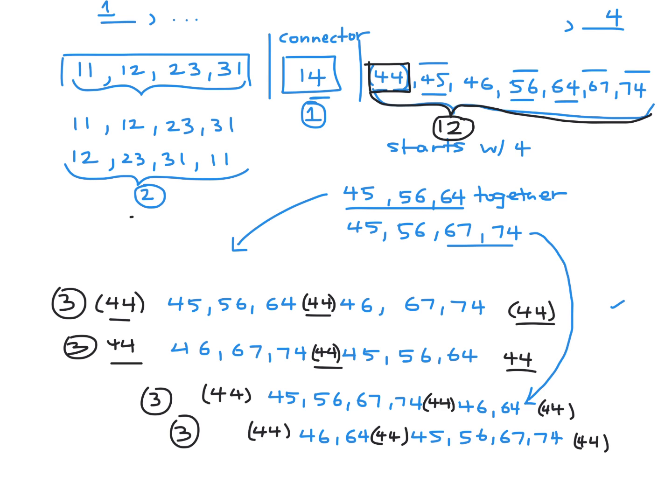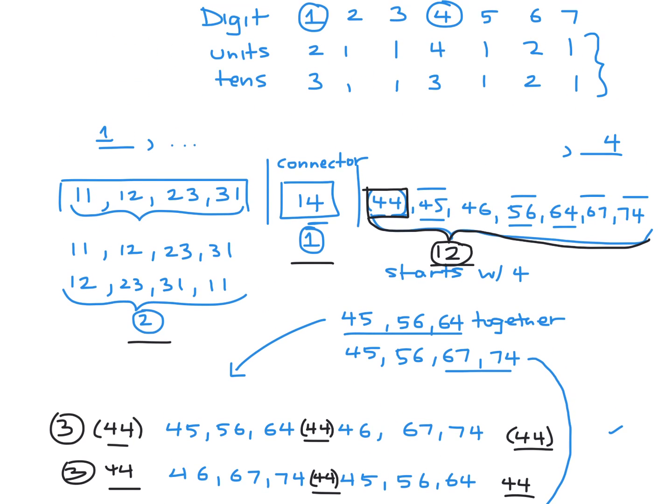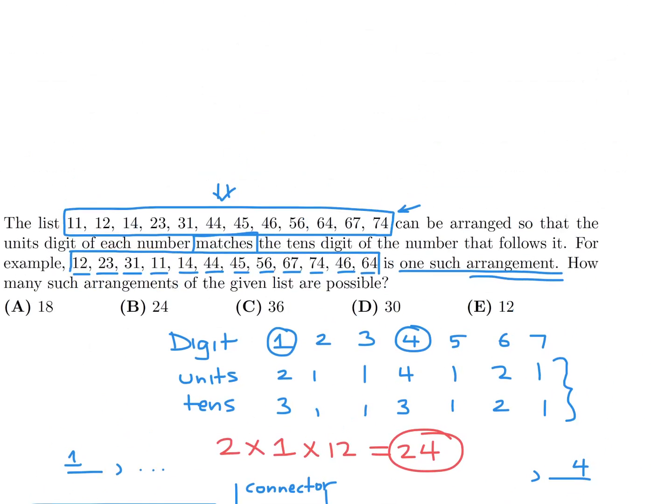So the grand total would be this times this times this. So the grand total is 2 times 1 times 12. So 2 times 1 times 12 is the grand total, and that's 24 arrangements. And therefore, the answer would be B.